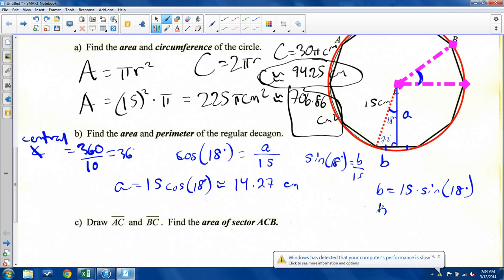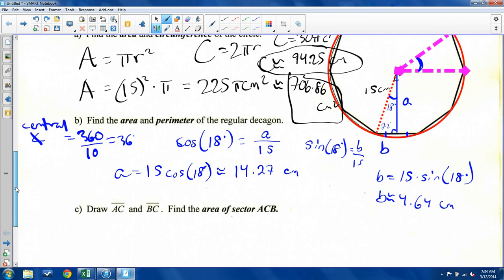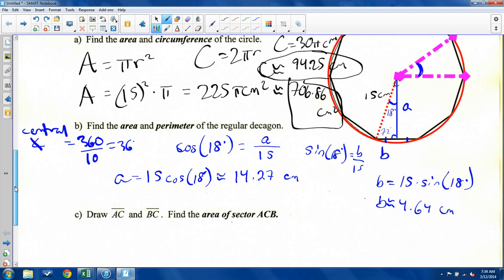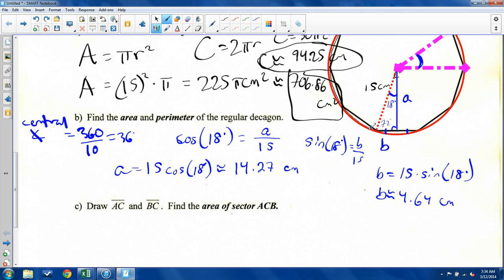B is about 4.64. So you can tell, when I just did that, I made a mistake somewhere when I was entering that. I noticed because it was like 30 something. I shouldn't get a number like that. It should be a lot smaller. So B is about 4.64. This helps me find the perimeter.